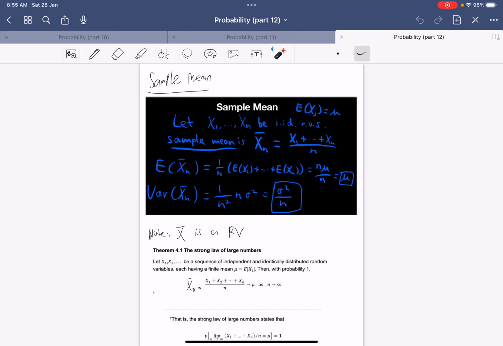For the last part, we'll just go through something known as the sample mean to tie up any loose ends in probability.